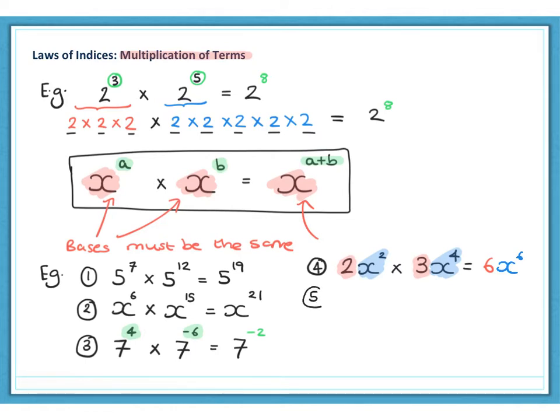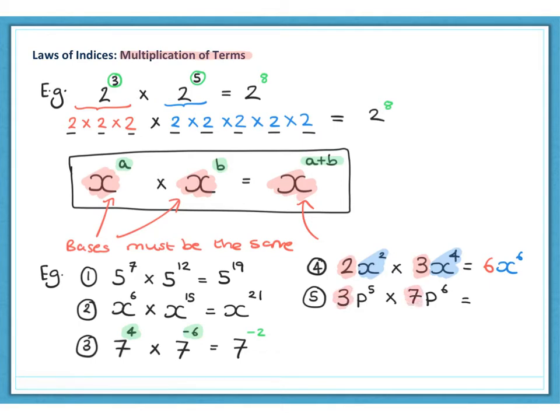Let's try another one. So we have 3p to the power of 5 multiplied by 7p to the power of 6.